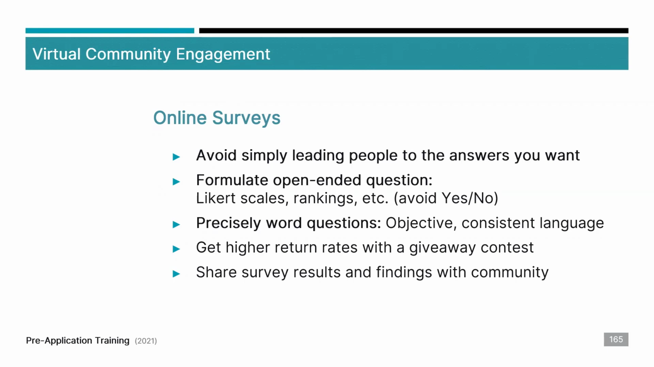The first one is to avoid leading people to the answers you want. So you want to make sure that your wording is very specific, but you don't sway answers. They're very objective. They have very objective points. You want to formulate open-ended questions. You can use those Likert scales, the ones that say, on a scale of 1 to 5, where are you? The point is that you want to avoid simple yes or no answers. And again, be very precise with your wording, be objective, be consistent. You don't want to be leading people in any one direction.